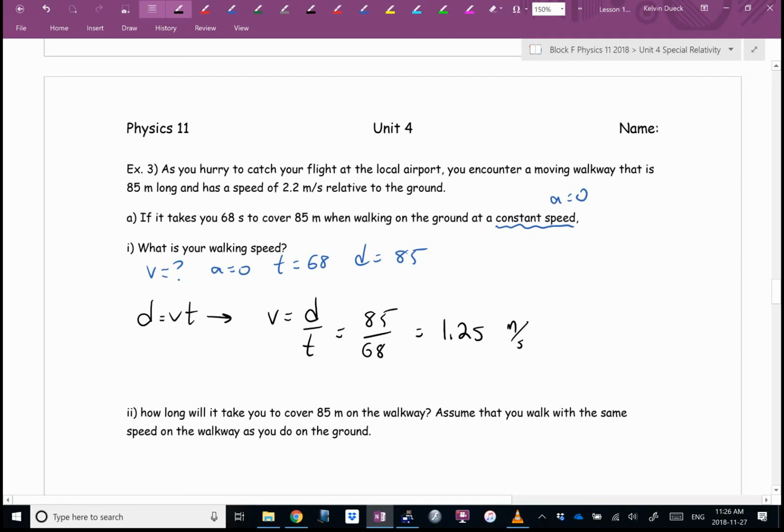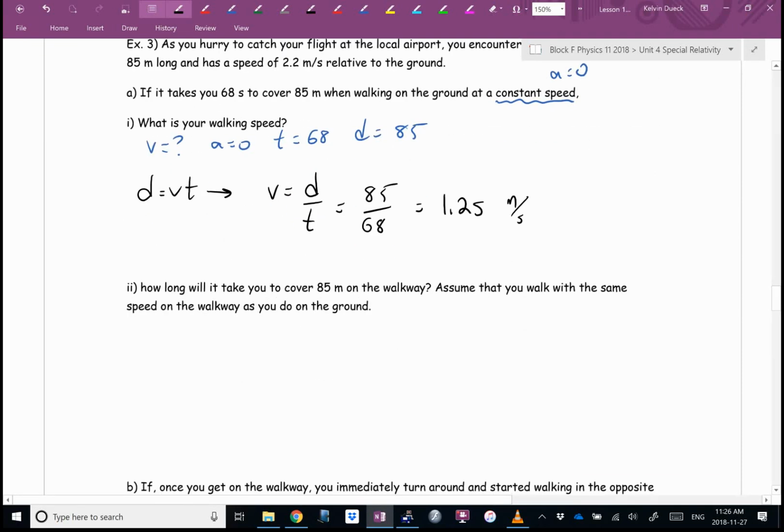Remember the picture of that guy with the pack on the train that we did earlier? He was walking, I think, at 1.8 or something like that. This is me walking on the train, but instead of the train, it's the moving walkway. But if you're looking for an analogy, okay? How long will it take me to cover 85 meters on the walkway? Okay. Well, first question, what's this wanting me to find? Time?